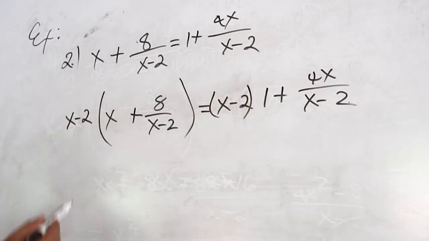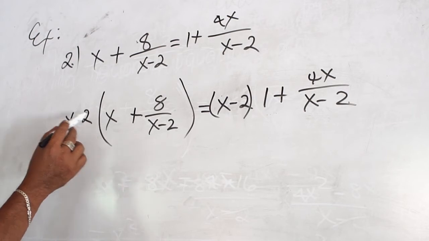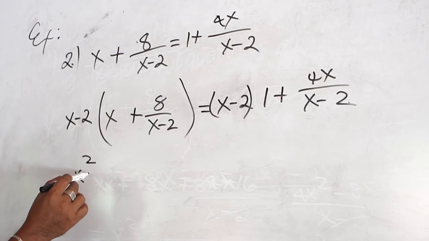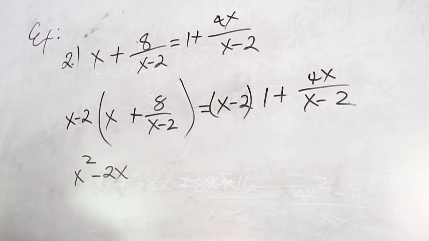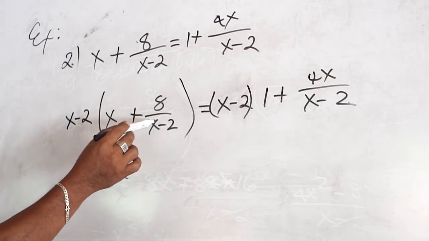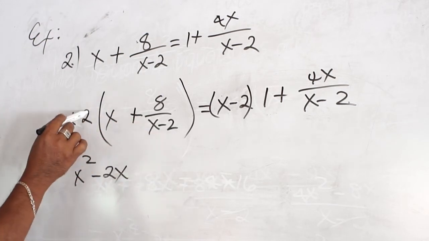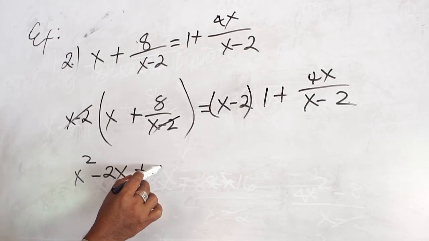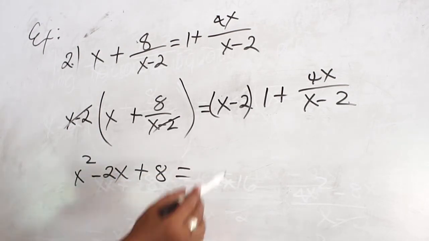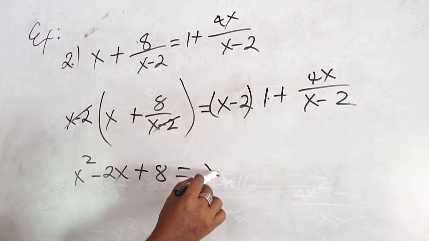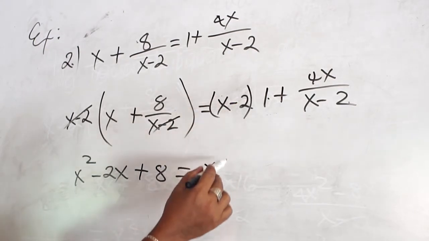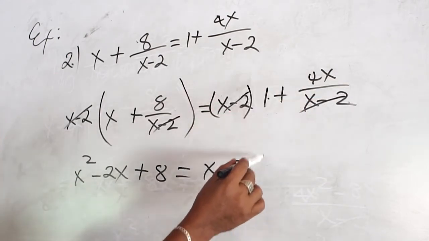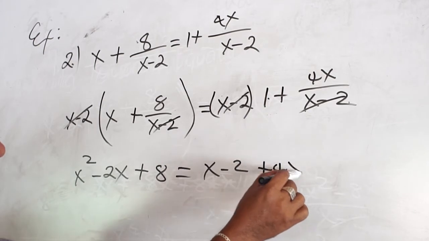Then multiply. x times x, the result is x squared. Then x times negative 2, the result is negative 2x. Next, x minus 2 and x minus 2 cancel. So we have positive 8 is equal to 1 times x, that is x, then 1 times negative 2, the result is negative 2. Then this one cancels, so the remaining term is positive 4x.